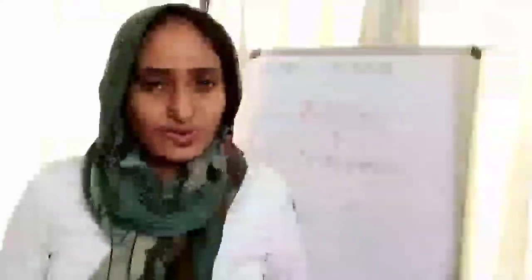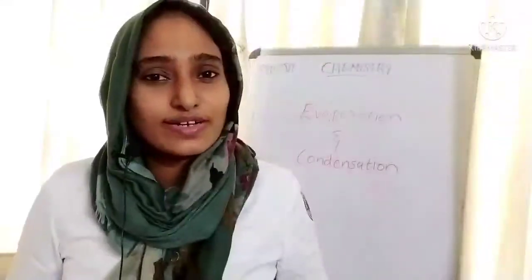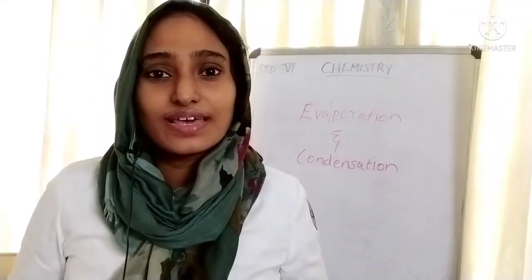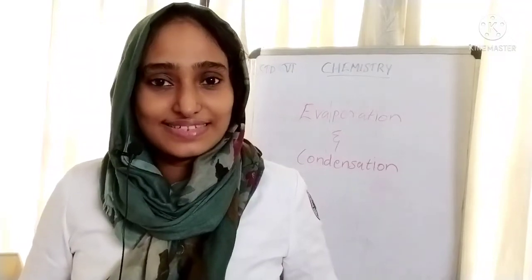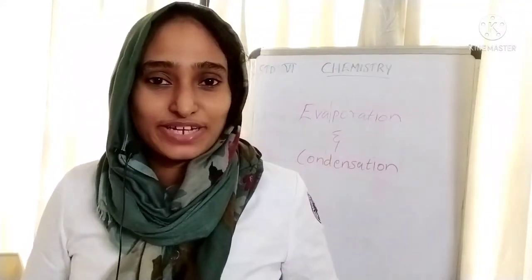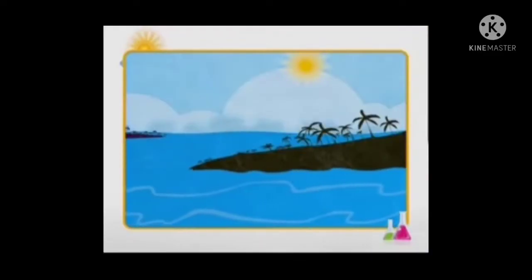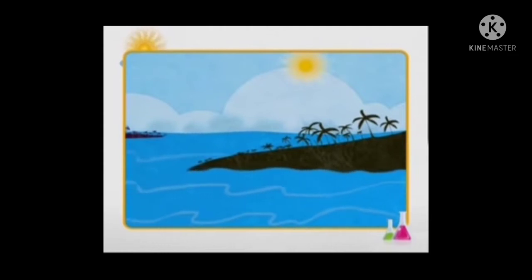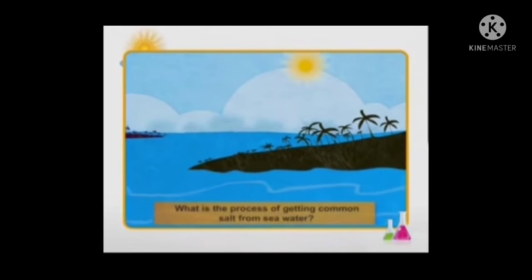Children, you know seawater contains salt. How is common salt obtained from seawater? It is due to evaporation. Let's see how common salt is obtained from seawater by evaporation. Seawater contains a mixture of different types of salt. Common salt that we use in our kitchen is one of them. So, how do we take common salt out from seawater?